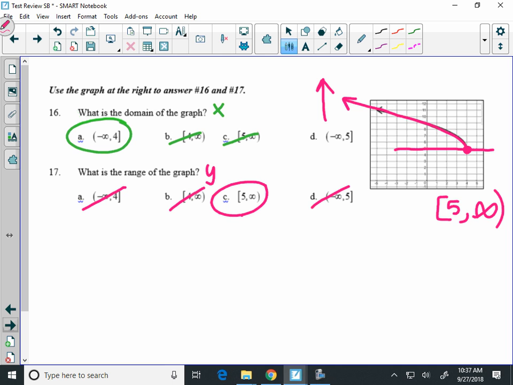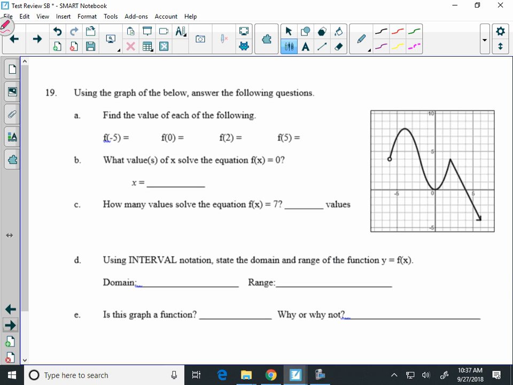All right, we have one more question to do here. We're going to do features of a graph, number 19. Let's start with just evaluating the function. It says find the value for each. f of negative 5. f of x is the graph over here, and that negative 5 is in the parentheses, so that is an x value. So you go to where x is negative 5 on your graph, and you have to go up to 7 to find your output.